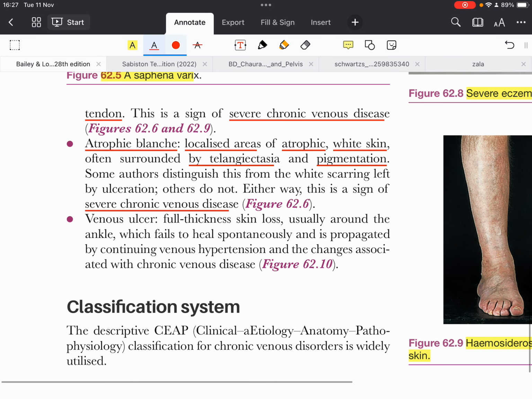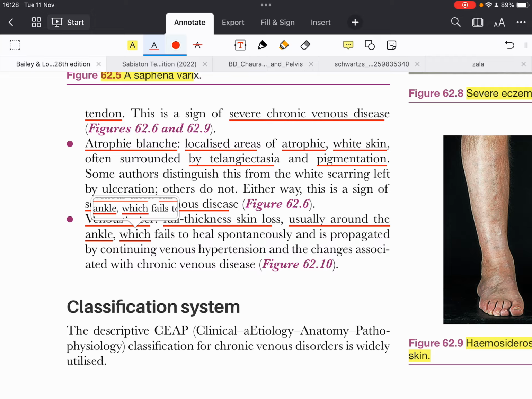Venous ulcer: full thickness skin loss, usually around the ankle, which fails to heal spontaneously and is propagated by continuous venous hypertension and the changes associated with chronic venous disease.